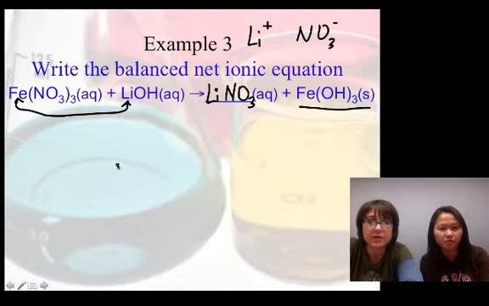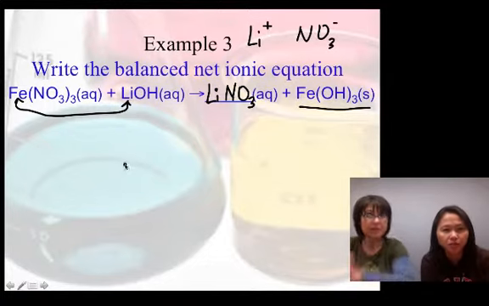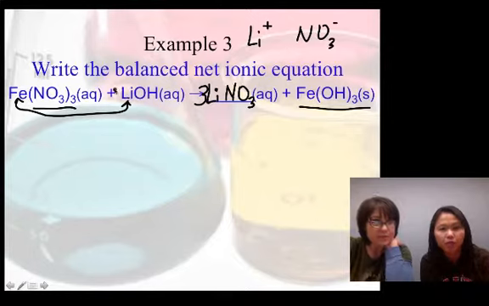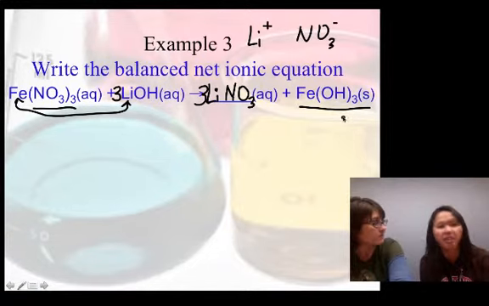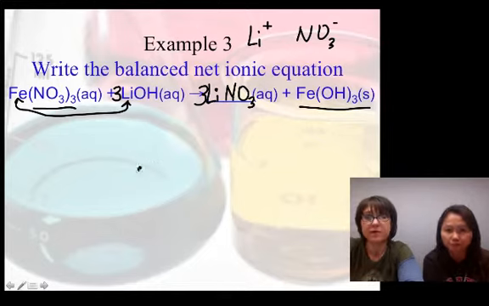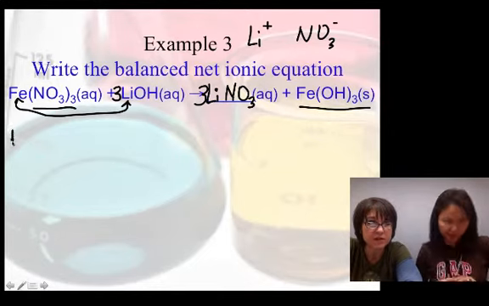Okay, so this is not a balanced equation yet. I have 3 nitrates here and only 1 here, so I'm going to put a 3 in front. That changed lithium, so put 3 in front of lithium. That changed hydroxide, so come over here. It's already 3 hydroxides. Okay, Fe is also balanced, so now it's balanced.